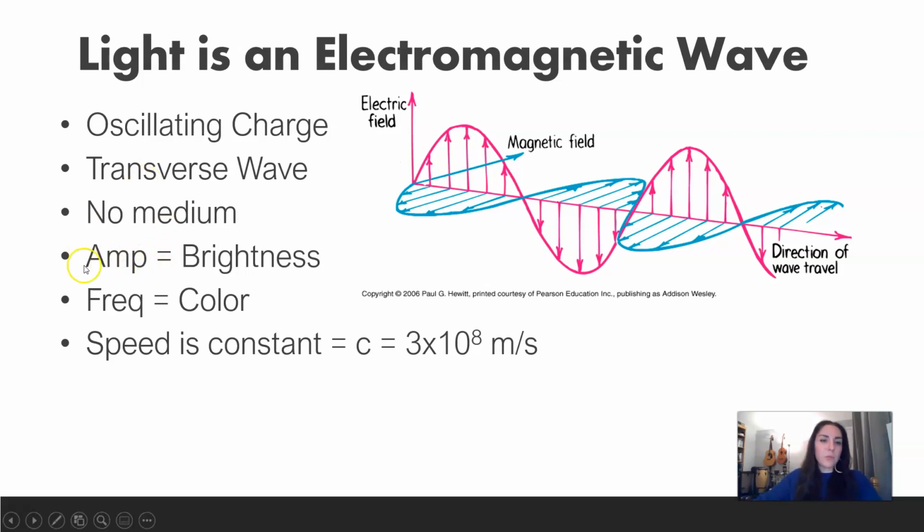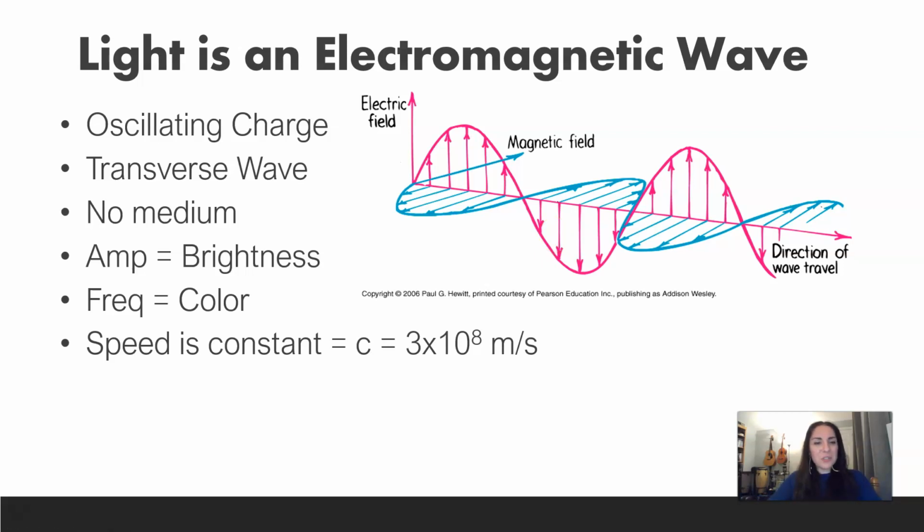So if we change the amplitude of this wave, we change the intensity. Another way to talk about intensity in terms of light is brightness. So if you had a dimmer switch and you put it up, the light would get brighter, and if you put it down, the light would get dimmer. You're changing the amplitude of the wave. Now, if you change the frequency, you actually change the color of the wave, and I'll talk about that in a little more detail as we go through.